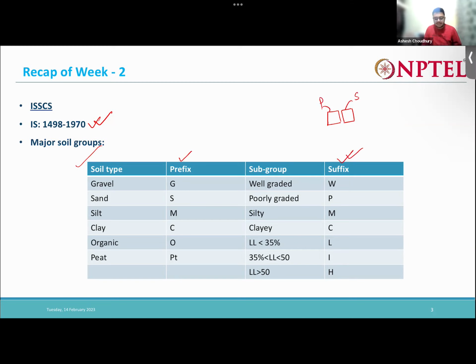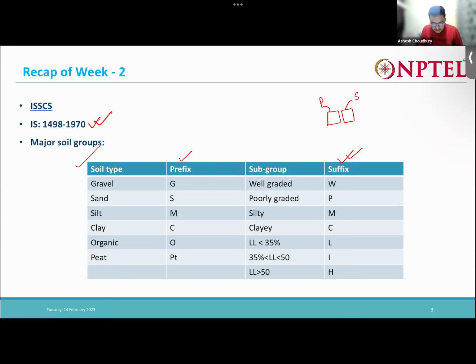For gravel, it is nothing but G. For sand, if the soil is sand, we write it as S. If it is silt, we write it as M. If it is clay, we write it as C. If it is organic soil, we write it as O. And if it is peat, we write it as PT.